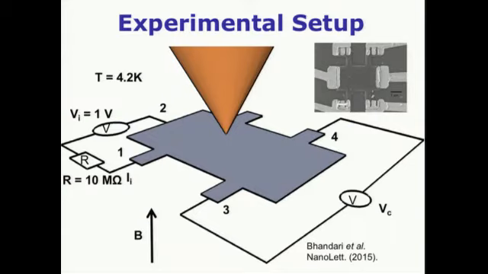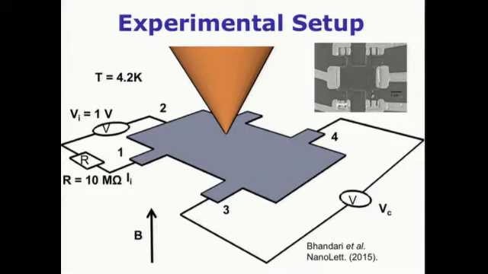So the experimental setup for this imaging experiment is shown in the diagram here. You have a hall bar device. This is a graphene hall bar device, stacked on boron nitride on top and bottom. And just as a standard magnetic focusing measurement, you inject current through contact one, and you measure the voltage at contact three. And you apply a perpendicular magnetic field to this device while you are doing that.